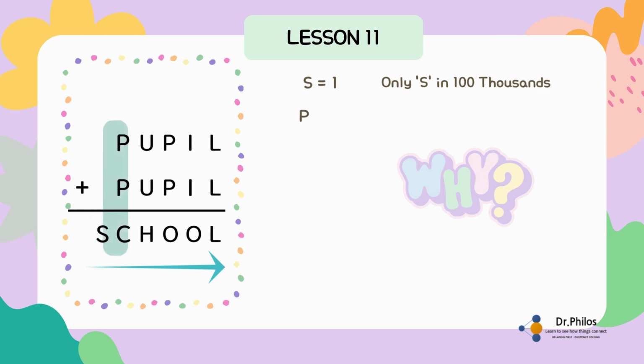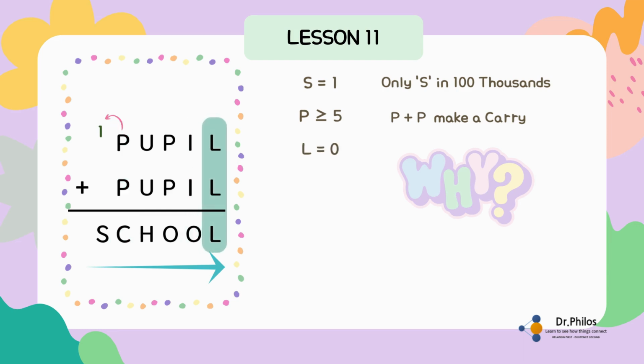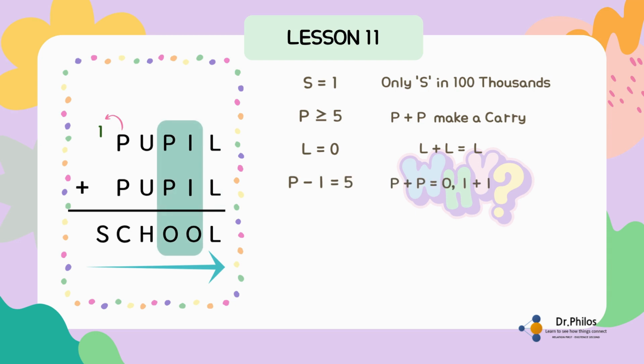I found that P is 5 or more. P plus P in the 10,000s place must be 10 or bigger to make a carryover. And L is 0. Tell me what else you found. I found that P minus I equals 5. The different letters P and I were both added twice, but the result was O for both. This means P minus I is 5.